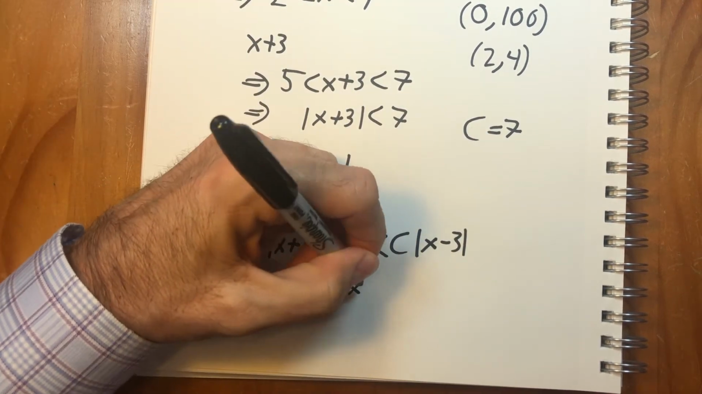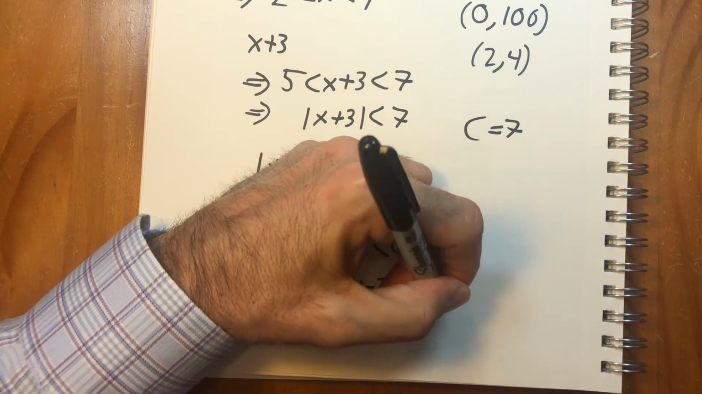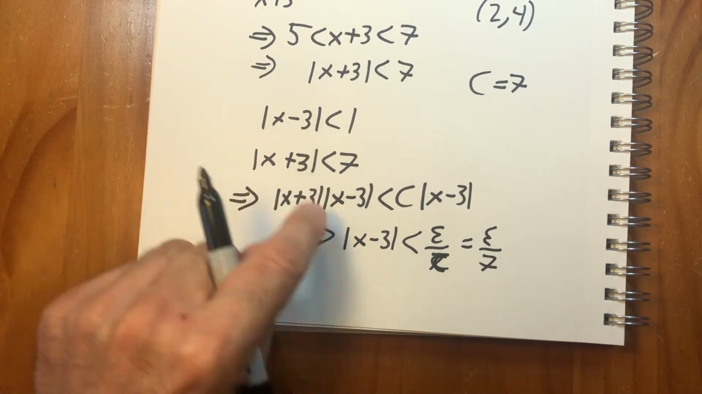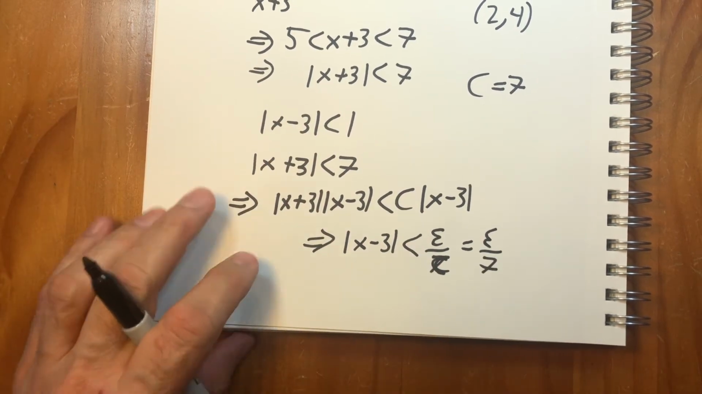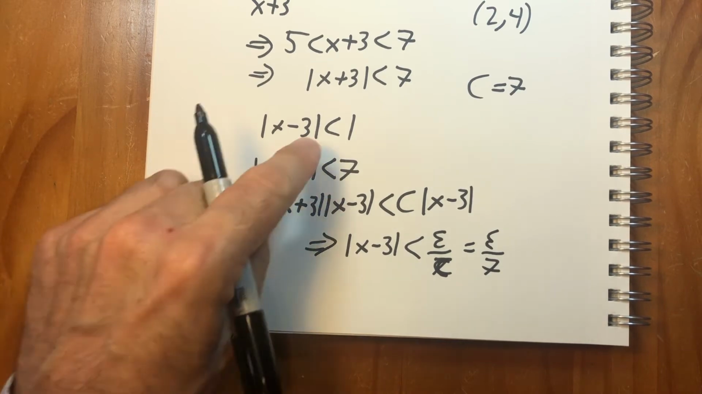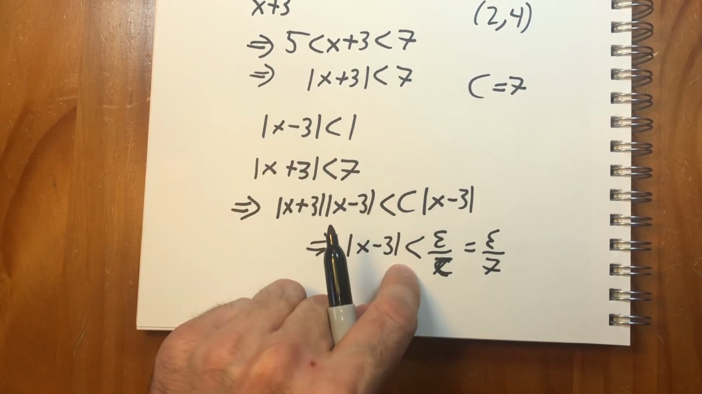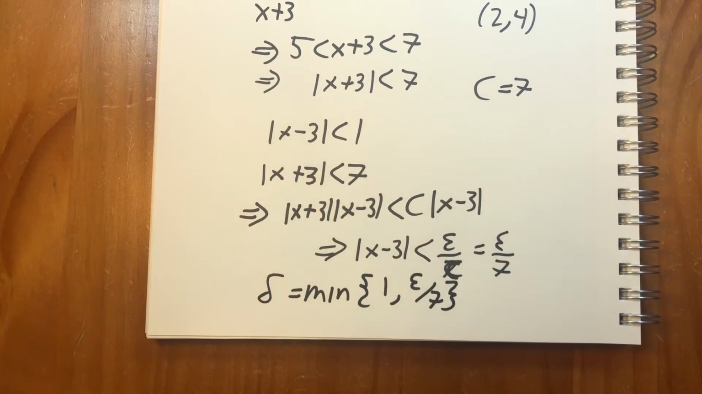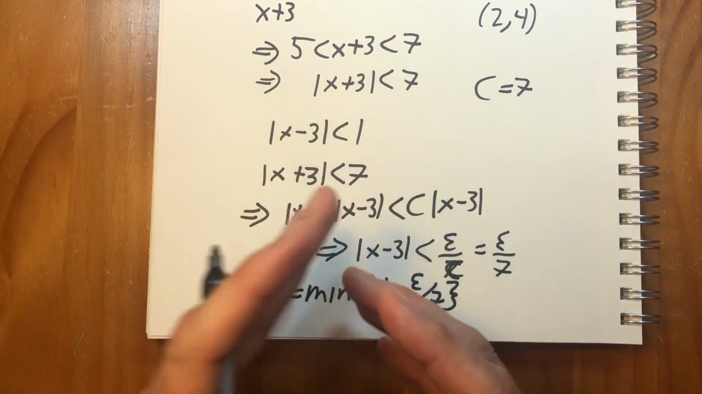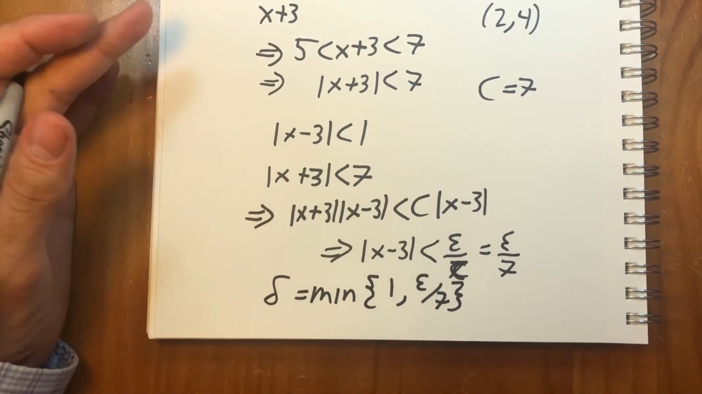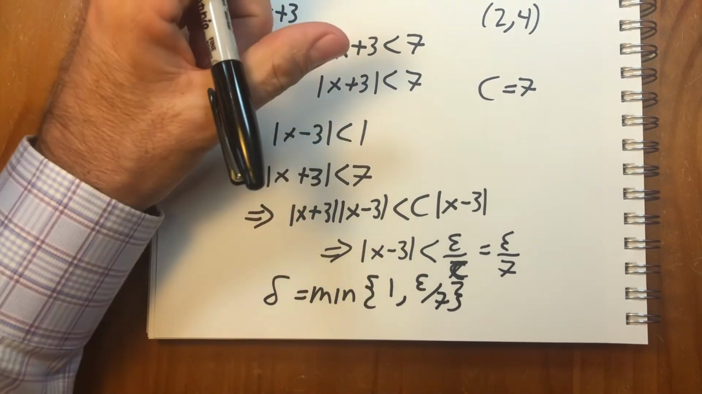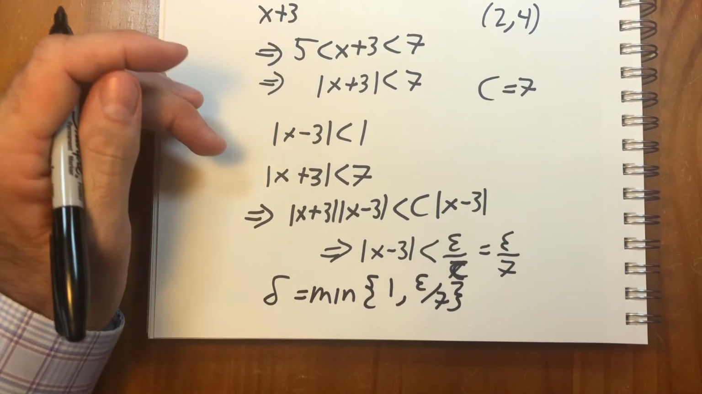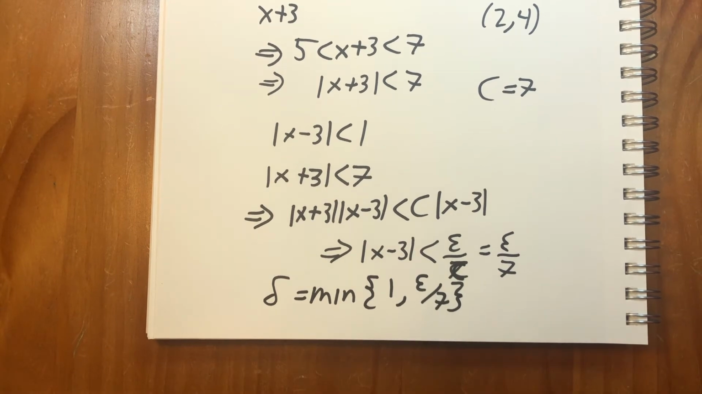So we have 2 restrictions on x minus 3 now. We have that x minus 3 is less than 1, and we have that x minus 3 is less than epsilon divided by 7. So if both of these restrictions are satisfied, then that should work for any epsilon. So we want our delta to be such that these 2 inequalities are satisfied. The notation is that min 1 comma epsilon divided by 7. So whichever one's smaller, if epsilon is big, then we'll just pick delta to be 1. That's good enough. If epsilon is smaller, then we'll pick epsilon divided by 7, and then that should still keep the equation less than epsilon. So this should do it.